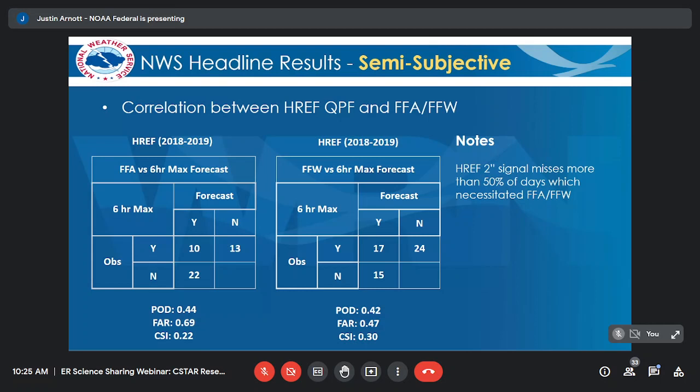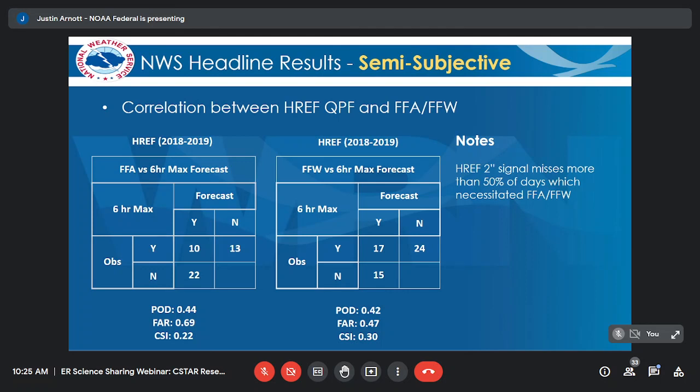And so what's interesting is that the forecasts here only had a probability of detection of less than 50%. So the 2-inch signal misses more than half of the days in which we actually ended up issuing or had issued a flash flood watch or a flash flood warning. And so there's some missing information here to draw all the dots together. You could also have flash flood watches that ended up being false alarms themselves.